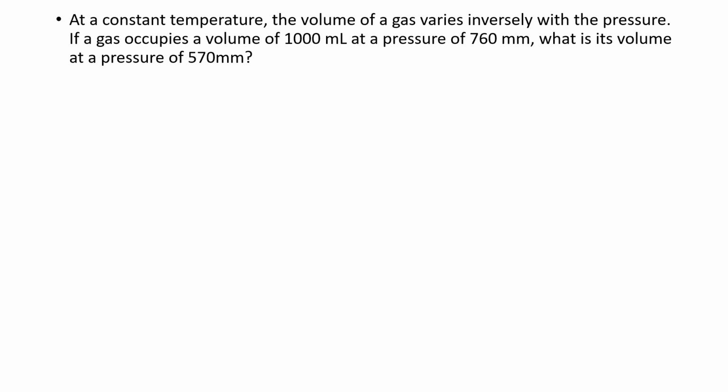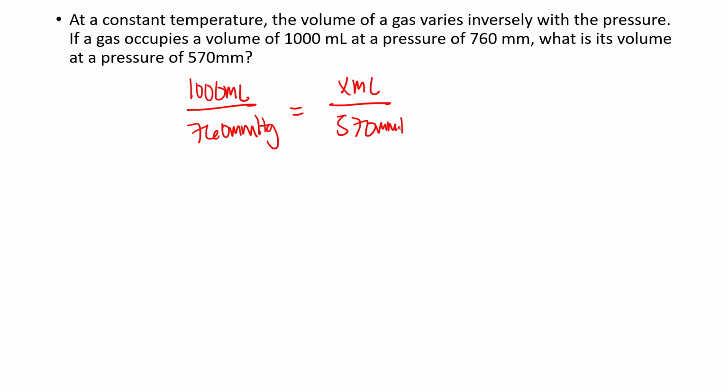At a constant temperature, the volume of gas varies inversely with the pressure. If a gas occupies a volume of 1000 ml at a pressure of 760 millimeters mercury, what is the volume at a pressure of 570 millimeters mercury? The ratio is 1000 ml at 760 mmHg. Then what is the volume? X ml at the pressure of 570. 1000 ml multiplied by 570 divided by 760. You get 750 ml.